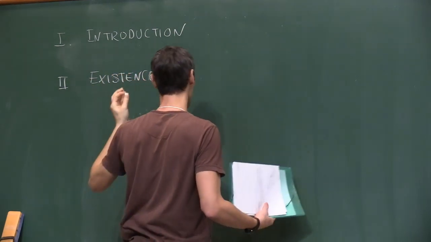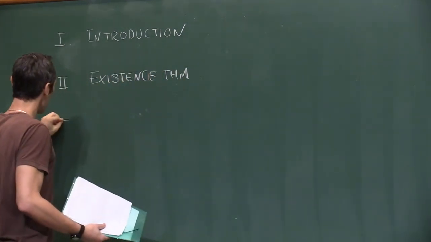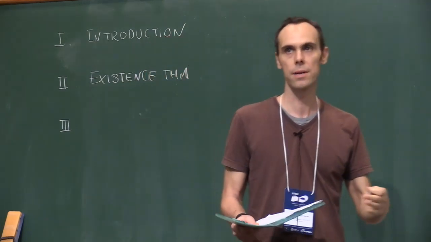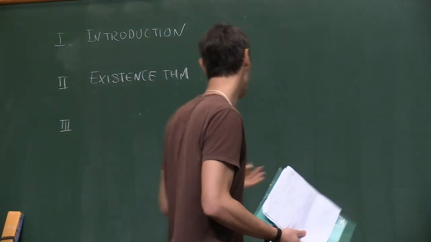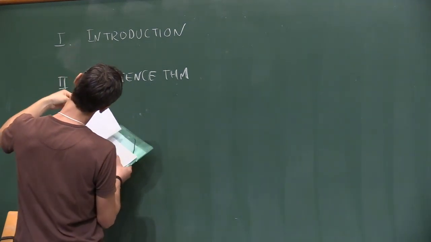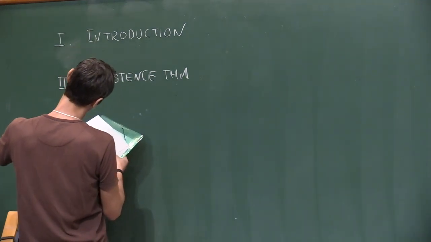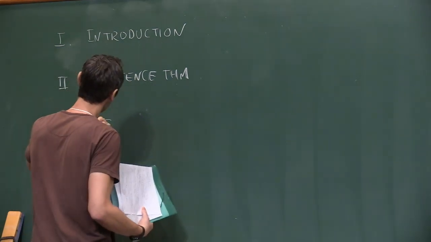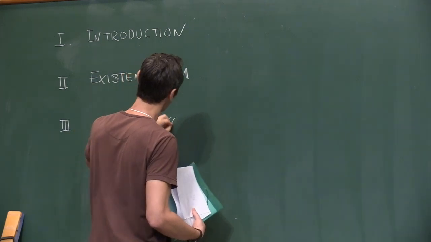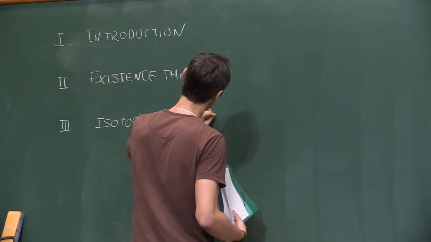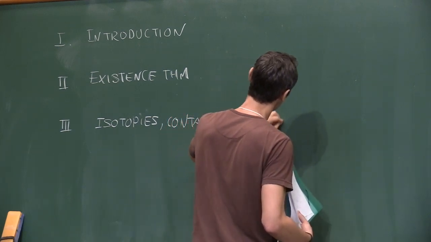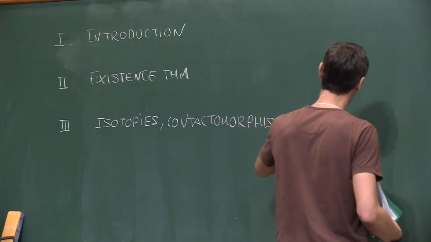On contact structures. Then I'll move a little bit to classification, in the sense of distinguishing homotopy classes, isotopy classes of contact structures. So I'm going to Gray's theorem. So this is going to be isotopies, contact diffeomorphisms, and Gray's theorem.